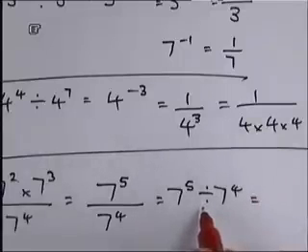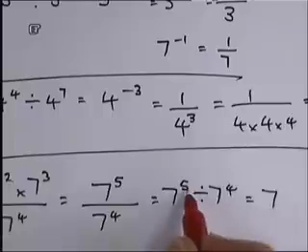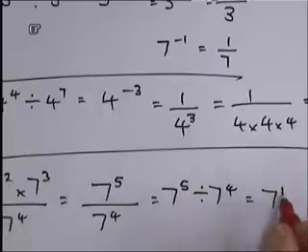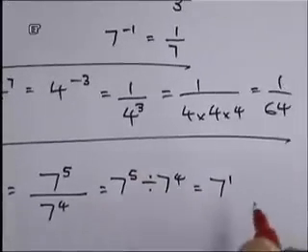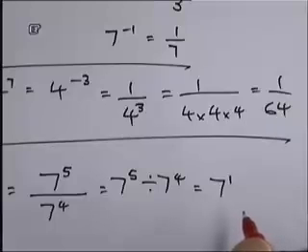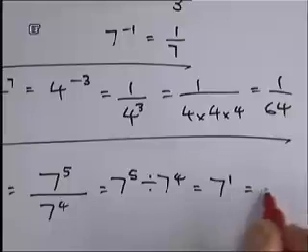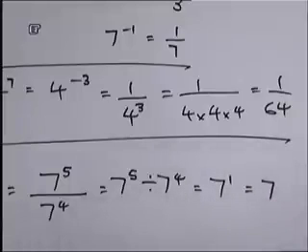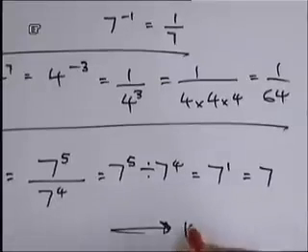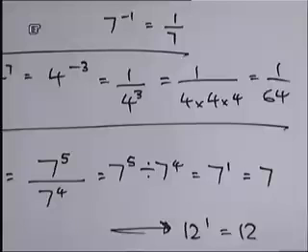Because we're dividing, we can do a taking away. 5 take away 4 is 1. That's 7 to the power of 1. And it's worth remembering that anything to the power of 1 is just the number itself. So 7 to the power of 1 is just 7. If I'd had another question and that had given me an answer of 12 to the power of 1, that would just be the same as 12.